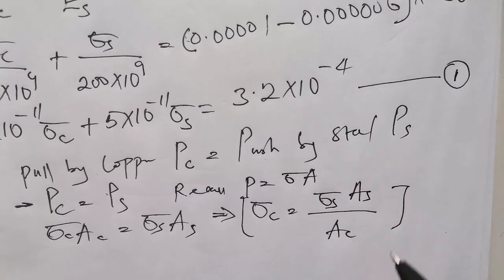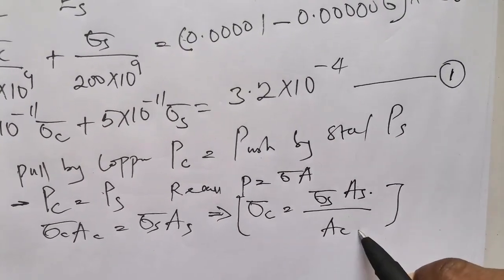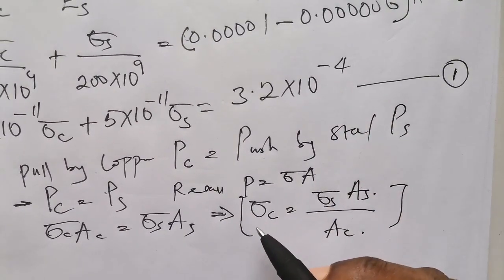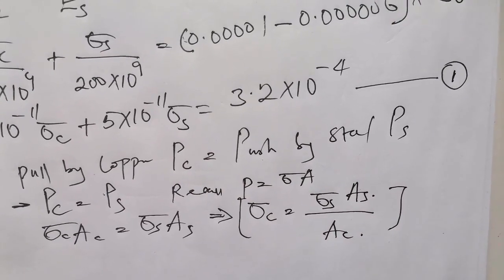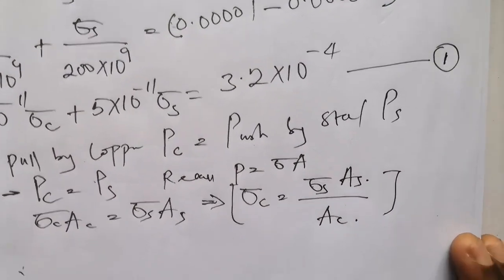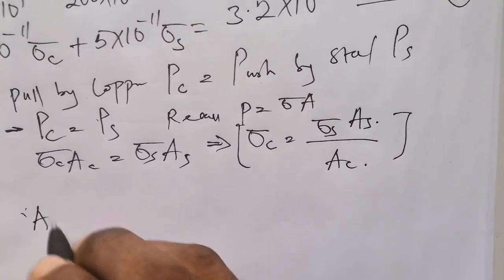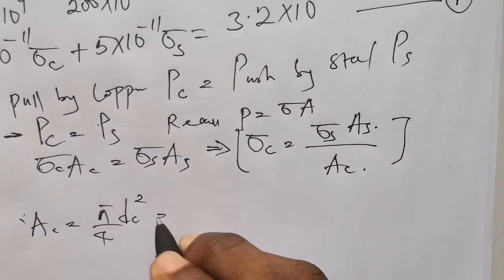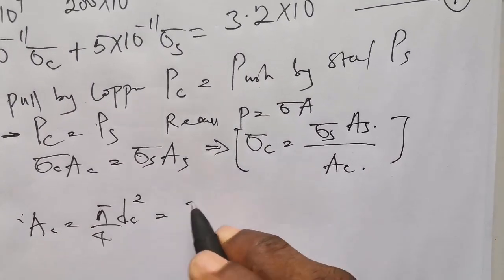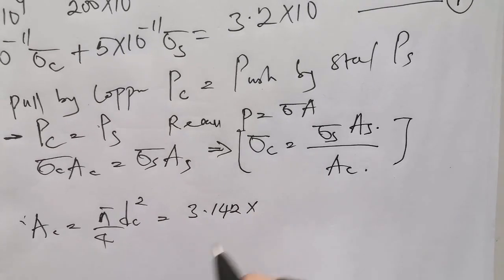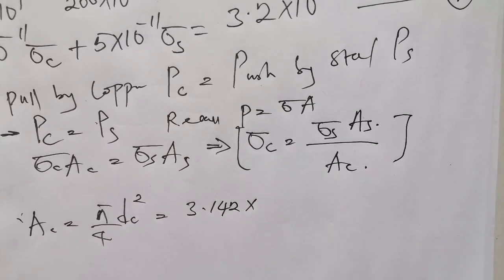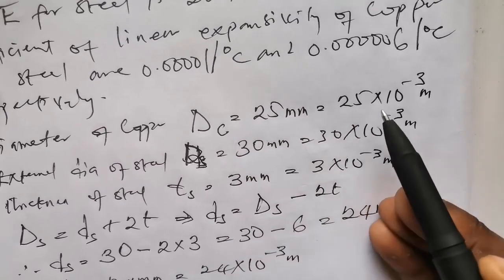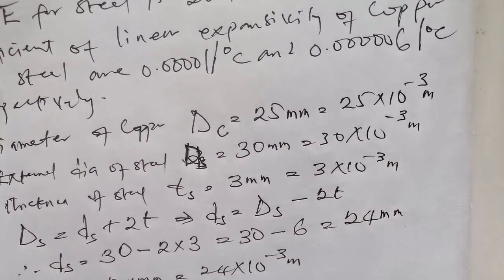So this is how to find the stress of copper. All we need to do now is find the area of steel, find the area of copper, then input it into this equation and obtain a relationship for stress of copper. Okay, so let's get their areas now. Area of copper, AC, is pi over 4 diameter of copper all squared, and this is equal to 3.142 multiplied by the diameter of copper, which was given in the question as 25 millimeter, which is 25 by 10 to the power of minus 3.